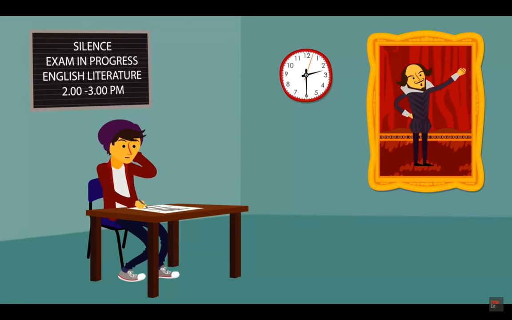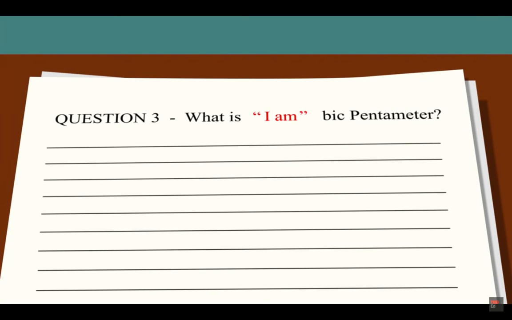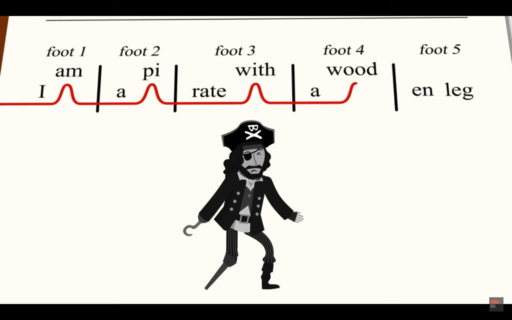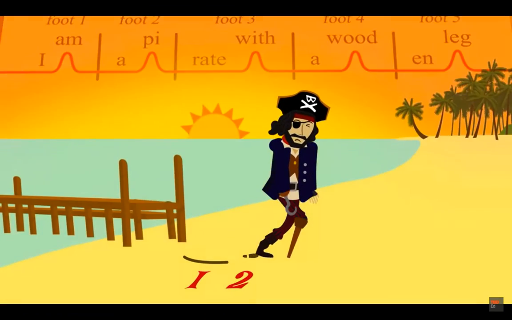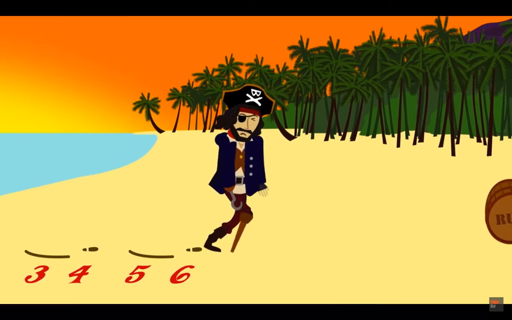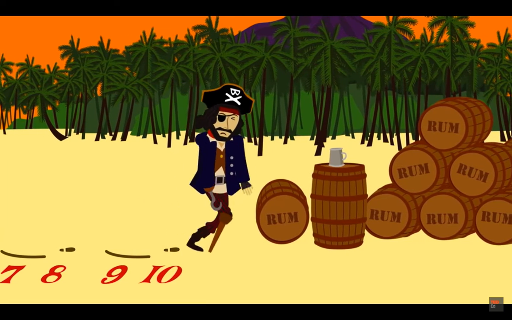Iambic pentameter may sound technical, but there's an easy way to remember what it means. The word iamb is pronounced just like the phrase I am. Now let's expand that to a sentence that just happens to be in iambic pentameter. I am a pirate with a wooden leg. The pirate can only walk in iambs, a living reminder of Shakespeare's favourite meter. Iambic pentameter is when he takes 10 steps.